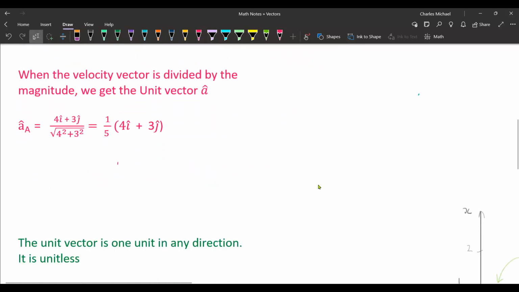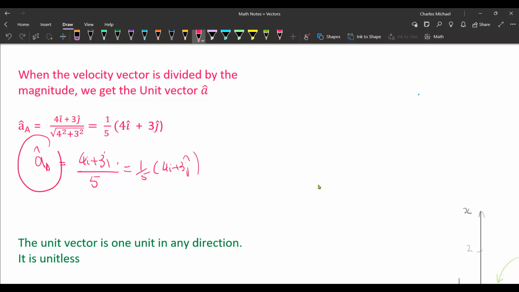So for a unit vector, you take your velocity vector and divide by your magnitude, or your speed, and what do you get? You get 1 over 5 times 4i plus 3j, and this is called your unit vector. Unit vector for boat A.